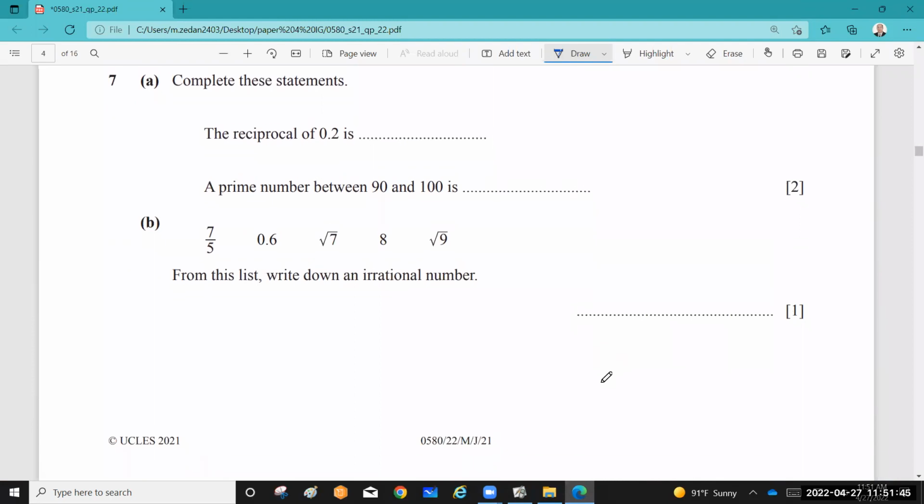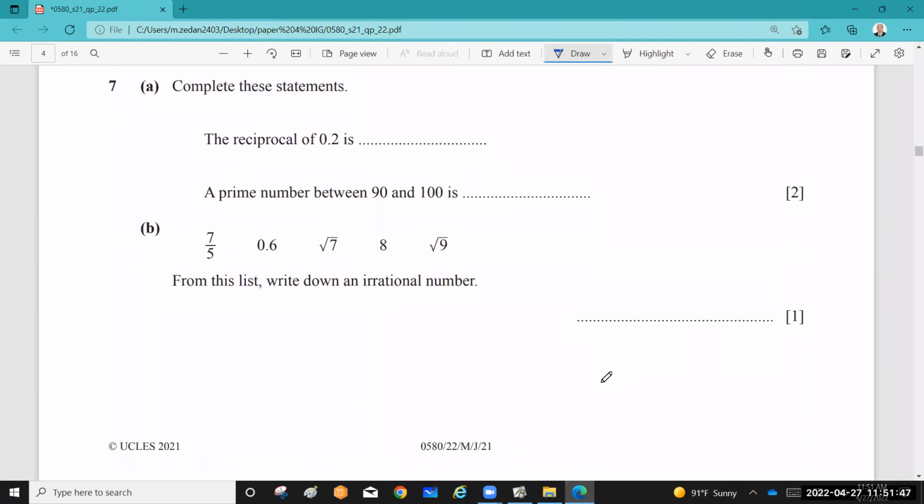Complete this statement. The reciprocal of 0.2. You know, 0.2 is actually 2/10, so the reciprocal is 10/2, which is 5.